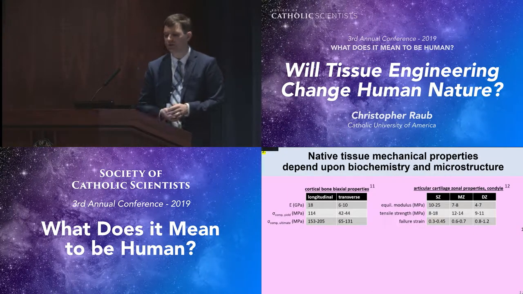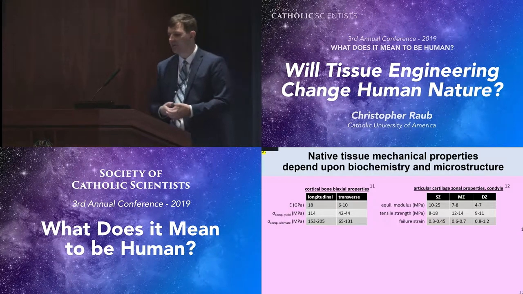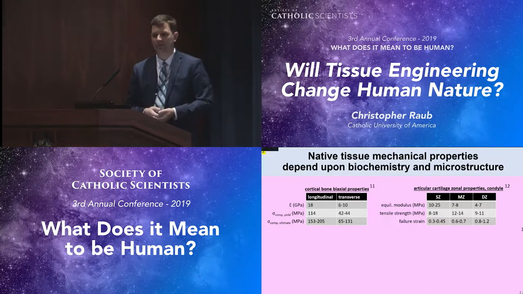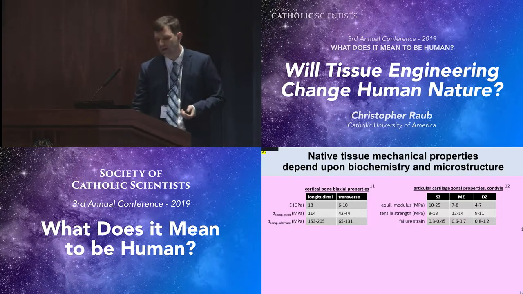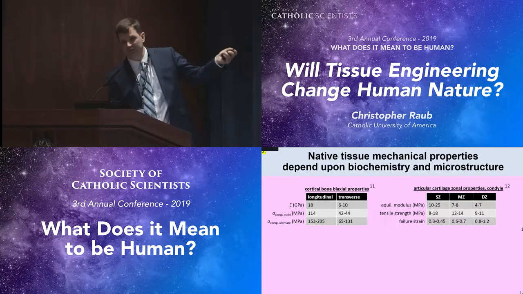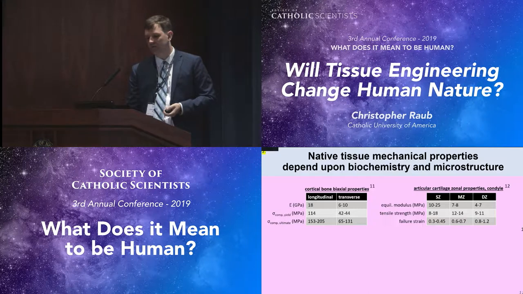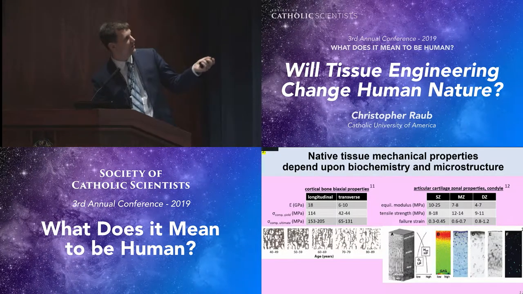The second issue, the challenge that tissue engineers face, is recapitulating native tissue mechanical properties. And these depend upon biochemistry and microstructure. Two examples are in bone, cortical bone, and in articular cartilage. You can see that the mechanical properties of cortical bone are stronger in the longitudinal direction than the transverse direction. And when you see cross sections of the cortical bone, you see why.